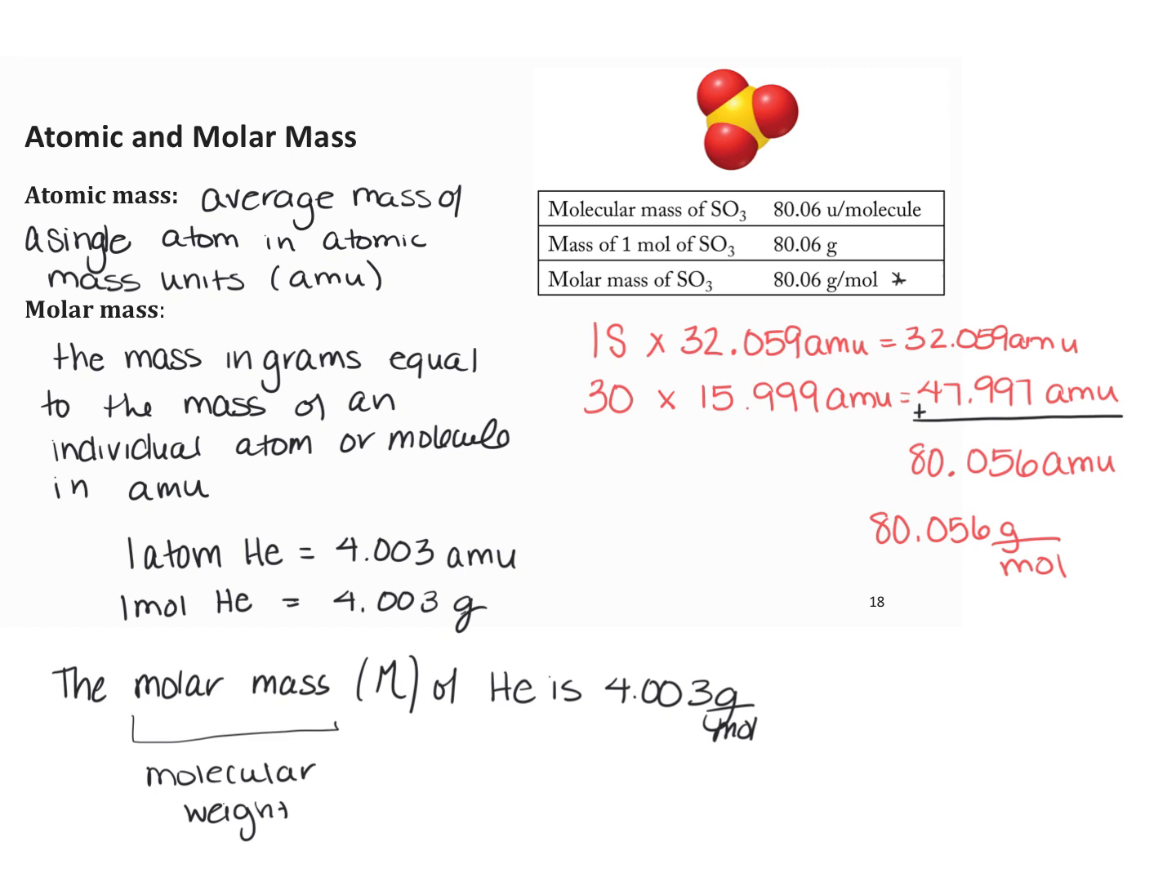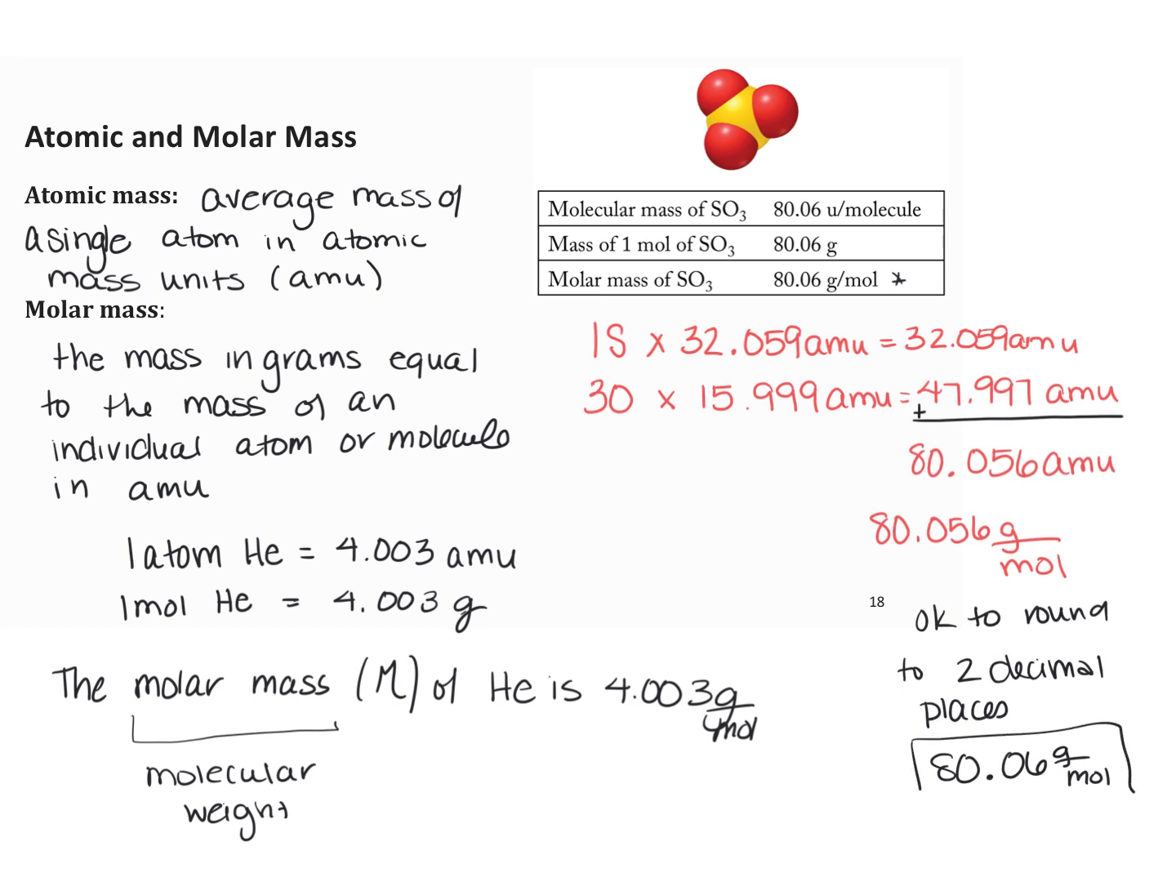What you're going to see here is, because some periodic tables only go to 2 decimal places, it is okay to round to 2 decimal places, but don't go any lower than that. So you always want to use 2 decimal places, and so it would be 80.06 grams per mole. Okay, and the periodic table that I gave you has 2 decimal places. So keep 2 decimal places. Don't go any smaller. You're more than welcome to go larger if you want, or use more decimal places, but 2 is a really good area.